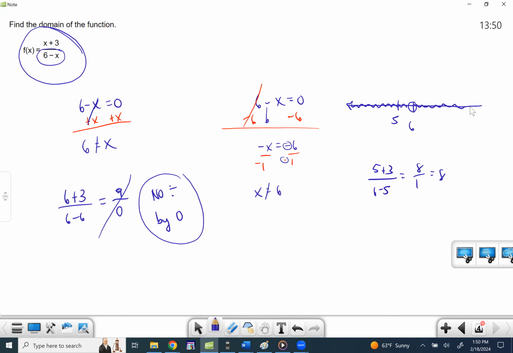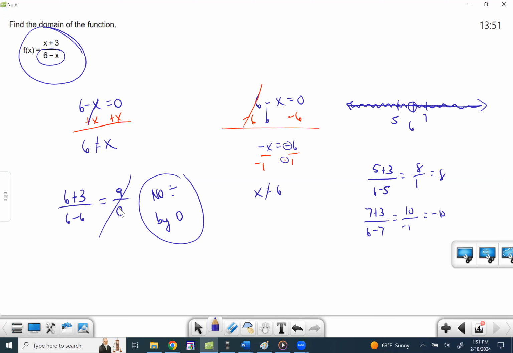But so is everything to the right of 6, like 7, 8, 9. Plug 7 in, we're going to get an answer. What do we get? 10 over negative 1. Okay. The only value you will not get an answer for is 6 itself, and we just showed you why over here. If you put 9 divided by 0 in your calculator, it is going to say error. Undefined, right? There's no division by 0 allowed in math.